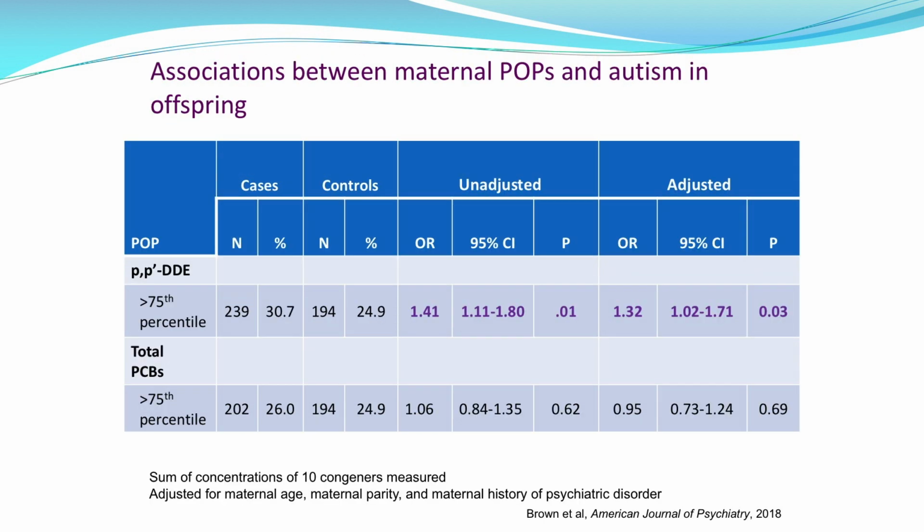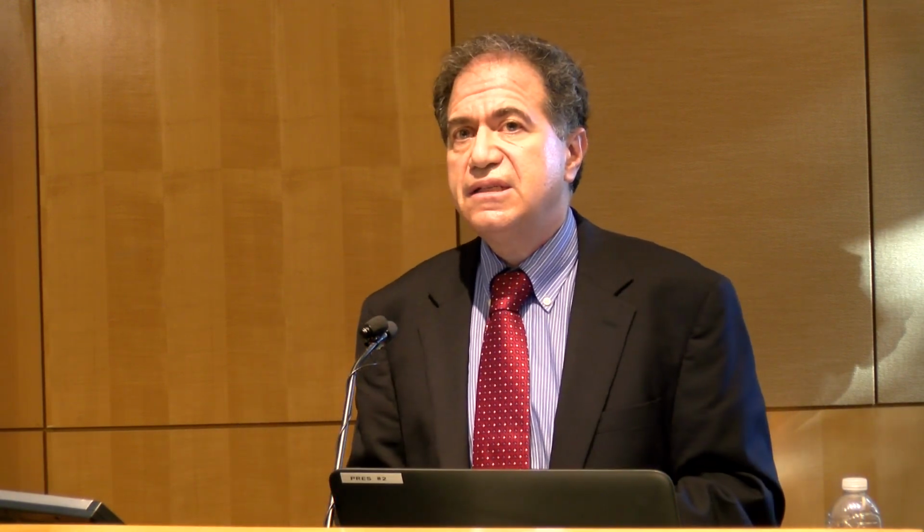And this shows the odds ratios. So for DDE greater than the 75th percentile, we had an adjusted odds ratio of 1.32, which was statistically significant, but an odds ratio of 0.95, indicating no association, for PCB levels greater than the 75th percentile. That's adjusting for several covariates, and we looked at other covariates for associations with the exposure and with the outcome, and tested them quite extensively. And this doesn't seem to be confounded by the covariates, at least that we had in our data set.